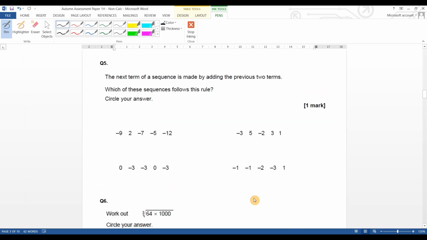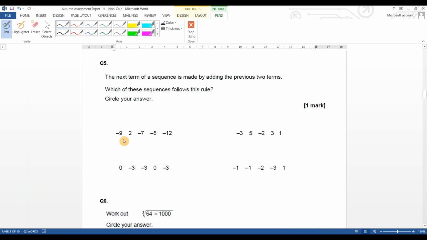Let's move on though. Question 5. The next term of a sequence is made by adding the previous 2 terms. Which of these sequences follows this rule? So this sounds like Fibonacci sequence. Yeah, you add the previous 2 terms. Which of these sequences follow this rule?